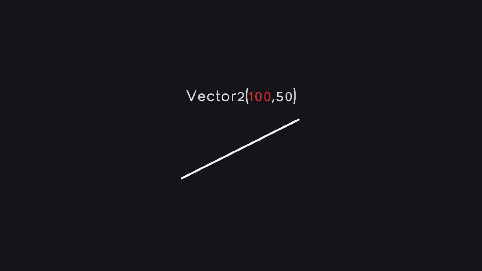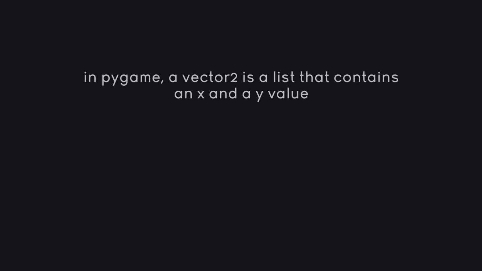And all that really means is that we are moving 100 pixels on the x-axis and 50 pixels on the y-axis. And then we are connecting the start point and the end point. And that way we have an arrow. So all the vector really is, is a list with an x and a y value. That's literally it.